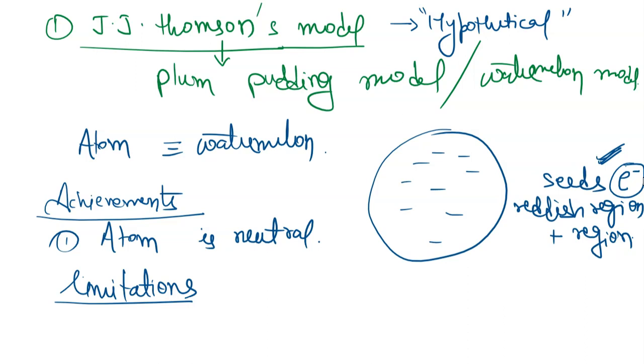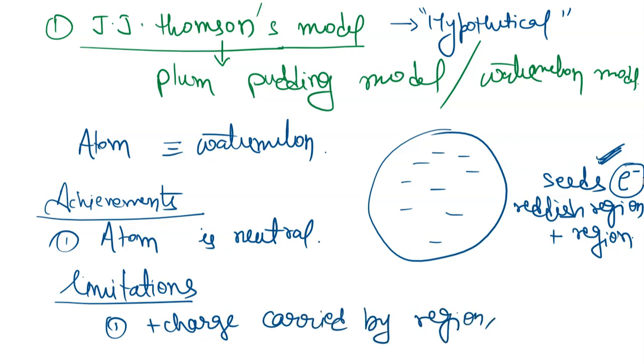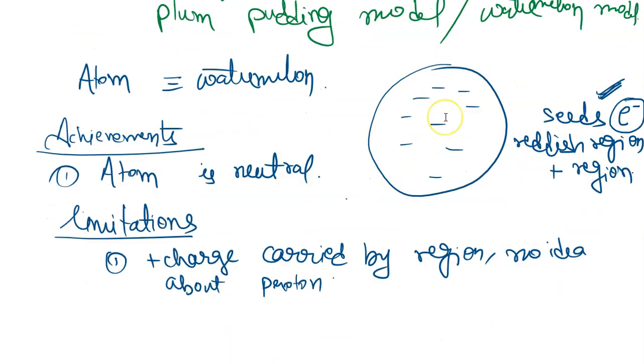He said that positive charge is carried by the region. So he gave no idea about the proton, right? No idea about the proton. He only said that electrons are scattered because seeds are scattered in a watermelon.